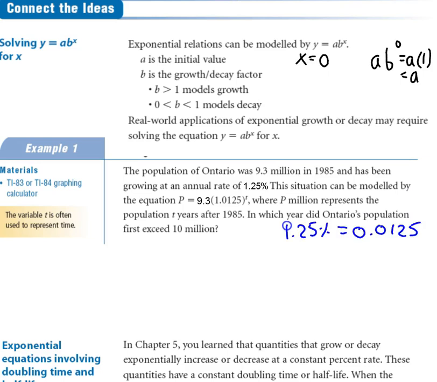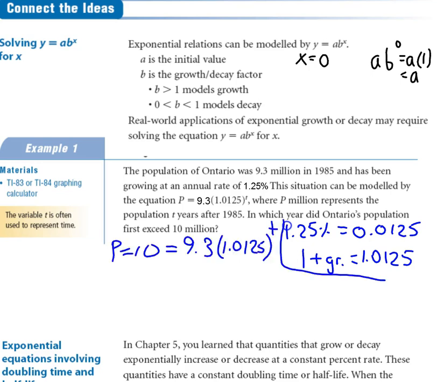Okay, in example 1, we can use a multiplier of 1 plus the growth rate, which would be 1.0125. In this case, it starts at 9.3 as an initial value. That would be the population of Ontario in 1985, and t is years after 1985. So we're trying to solve this: which year did Ontario's population first exceed 10 million? Okay, so that's the equation we're trying to solve. So this is an application.